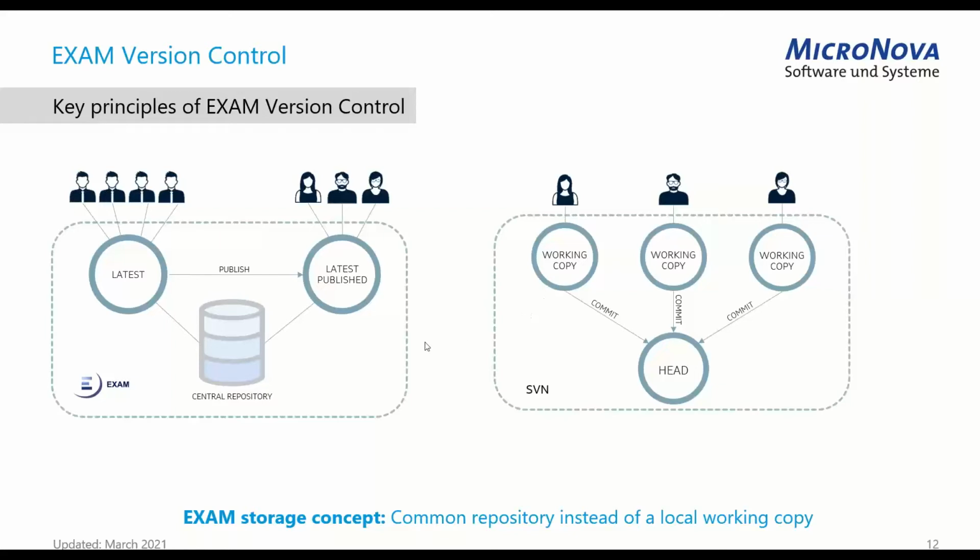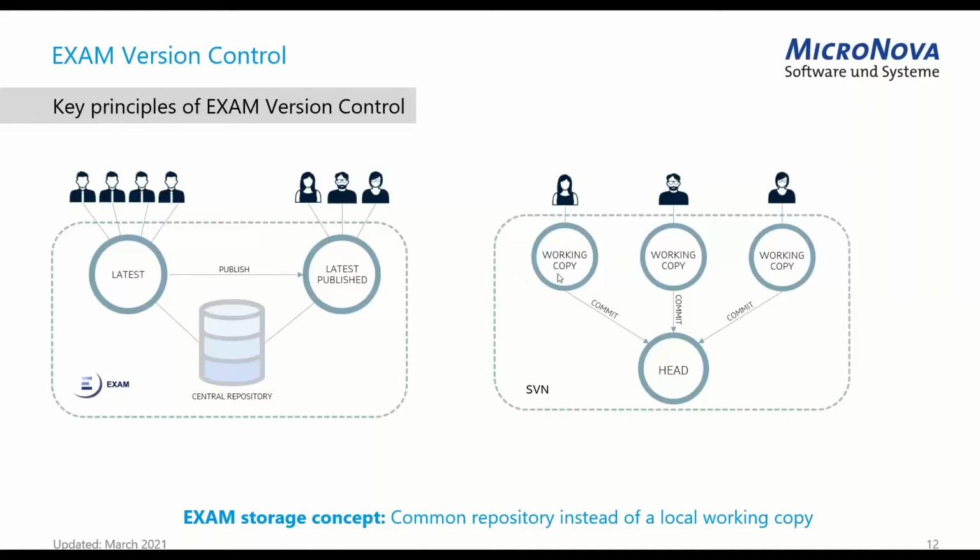So what you can see here on the left side is that all groups of users, for instance, the left group of users would be test developers, who are able to change the repository, accessing the latest repository. And on the right-hand side, you have a group of test executors who just rely on stable implemented test cases and access the latest published repository.